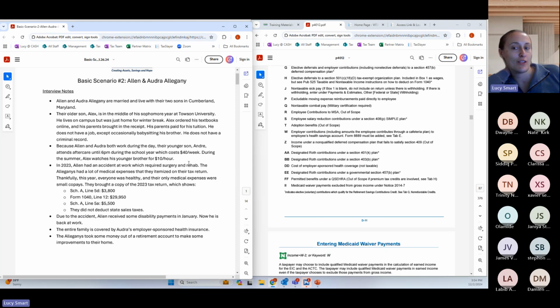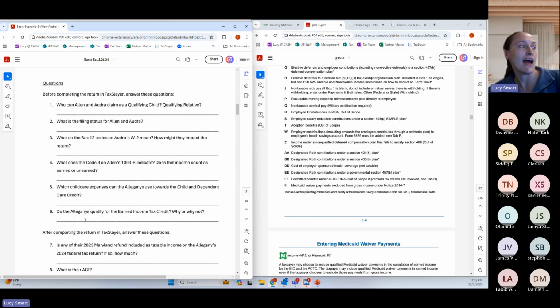All right, Nate, you're exactly right. The daycare does count because Andre is under 13 years old. It was for care while the parents were working. And we know aftercare counts. The babysitting from his brother does not count because Alex is Audra and Alan's dependent. So you cannot claim the expenses that you pay to your own dependents. So we can't count that babysitting.